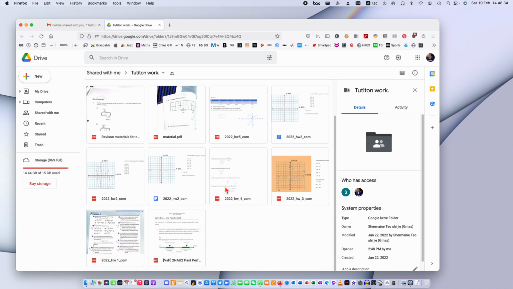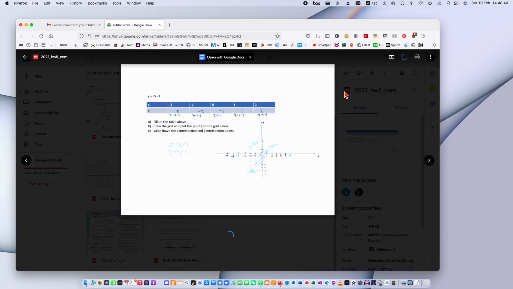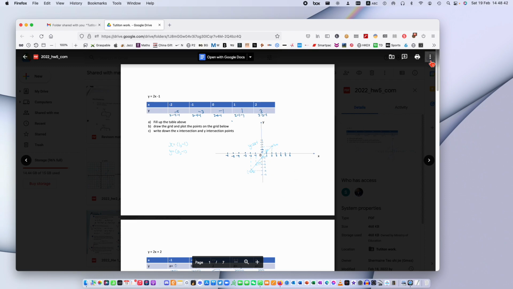Which is the one? Here. Okay, let me download this.